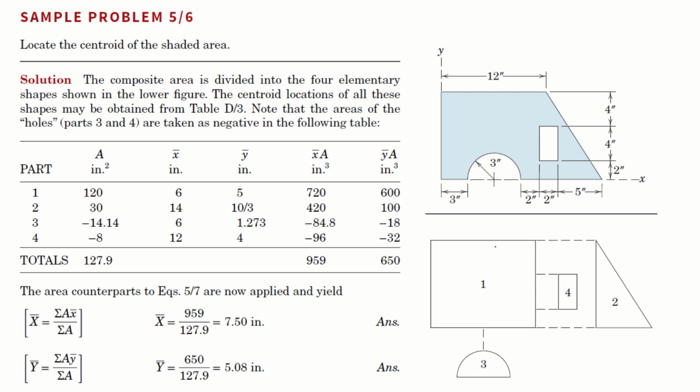Here's a simple question, a small problem. We have to find the centroid of the area given in the figure. As you can see, this area consists of a rectangle, 12 by 10 inches in height, and it has a semicircle that is subtracted from it, a small rectangle which is also a subtraction of area, and then a triangle. So we have four surfaces.